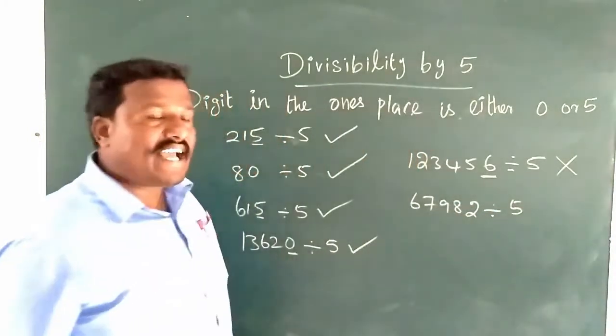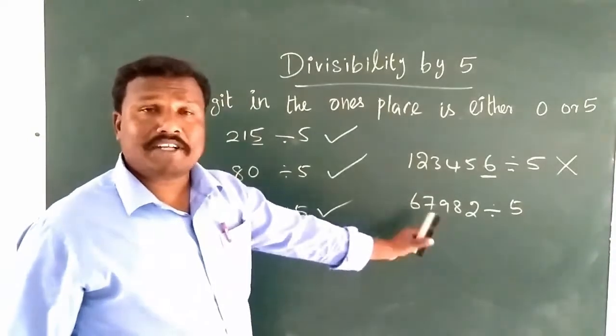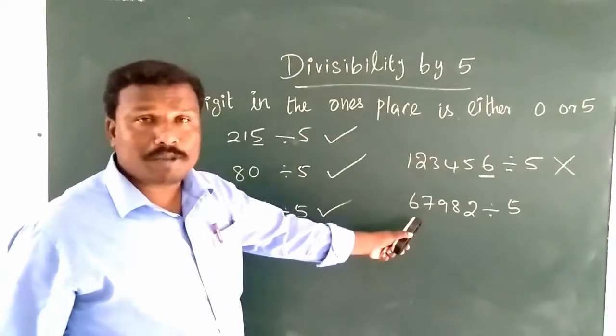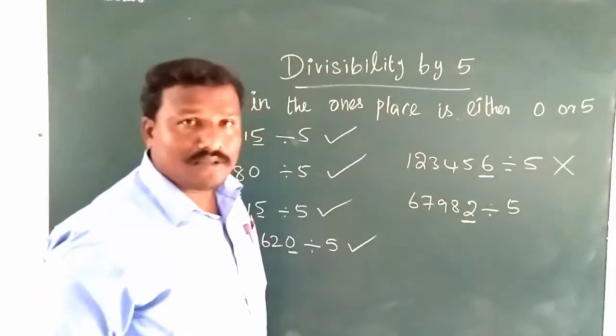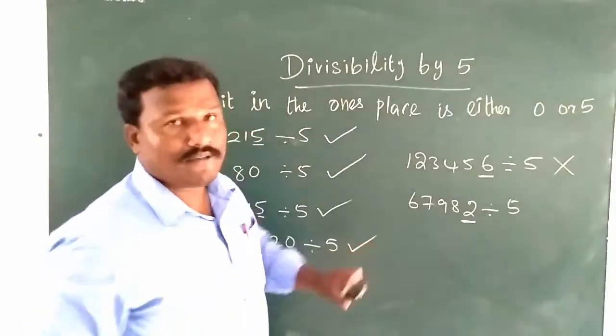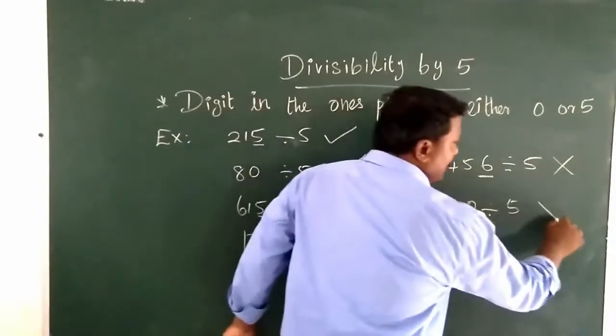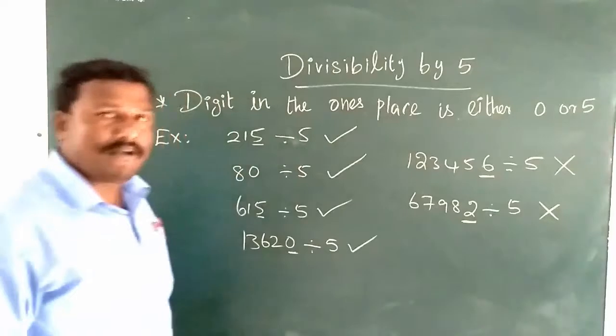So 67892. Is it divisible by 5 or not? It is not divisible by 5 because 2 is in the ones place. So the whole number is not divisible by 5. Okay.